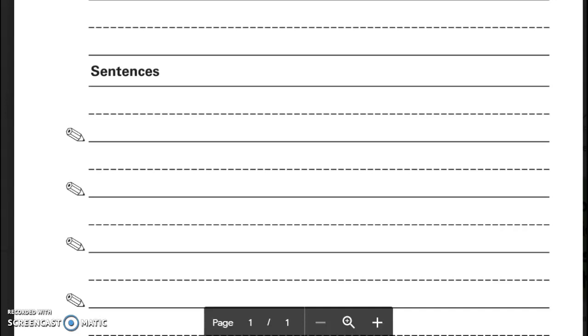Okay, and the last sentence is Jen went to camp and had fun. Jen went to camp and had fun.